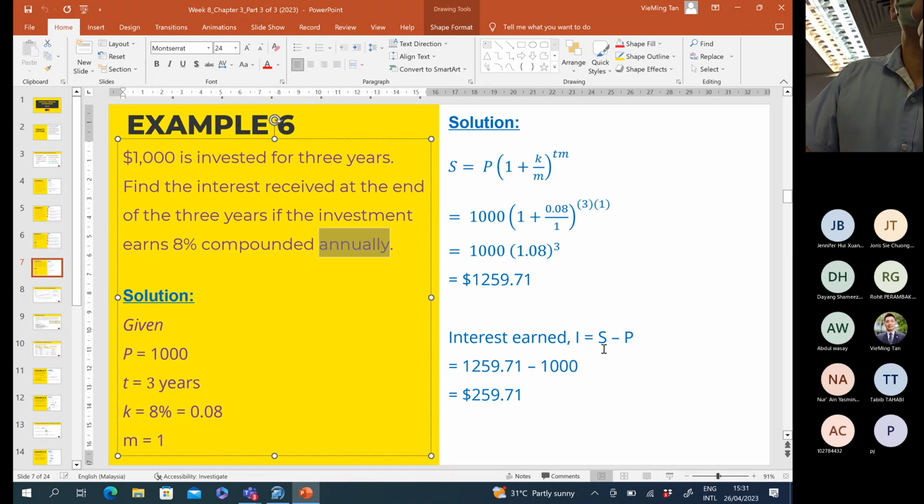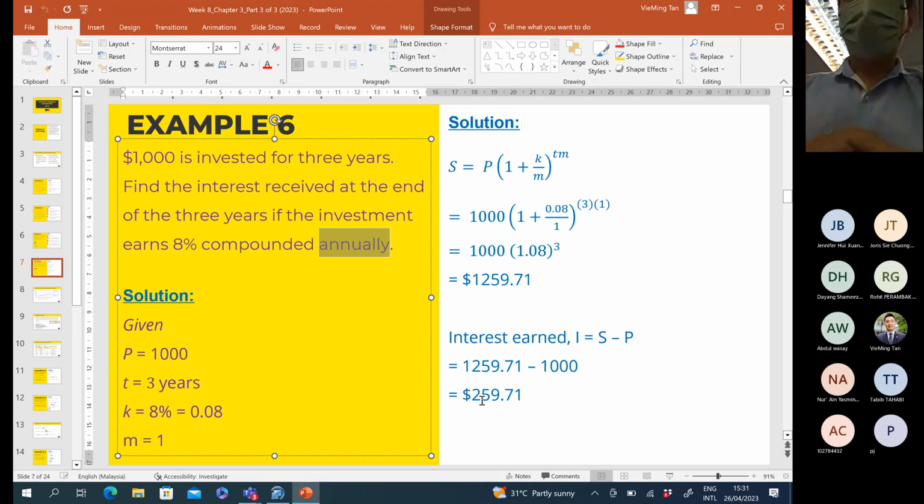Once you get the S value, calculate the I using the second formula that we learned in the last week's lecture, right? Because we know that S is equal to P plus I. So we can transpose the formula to get the I. So I is equal to the maturity value in year 3 minus the principal that you invested in year 0. So you get this value, right?